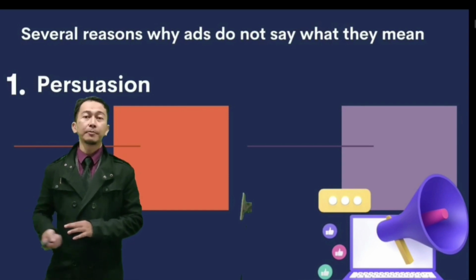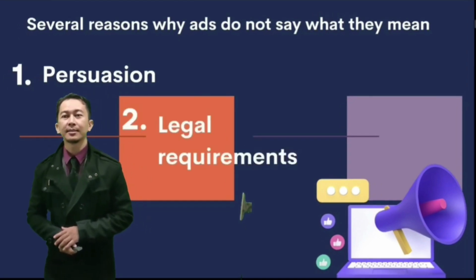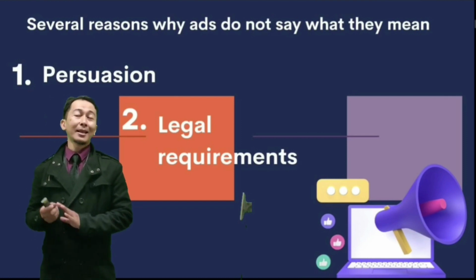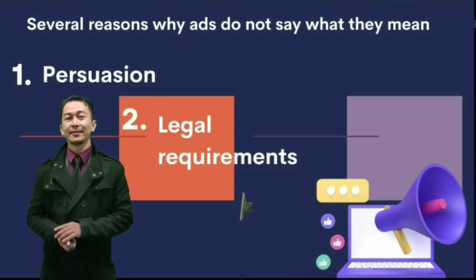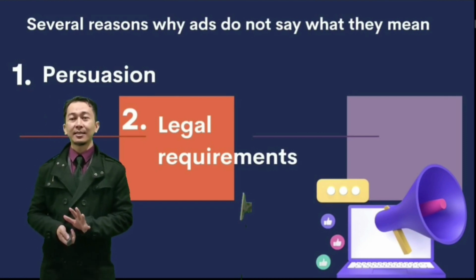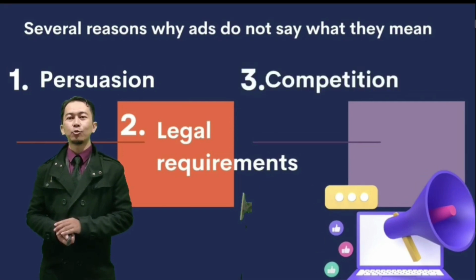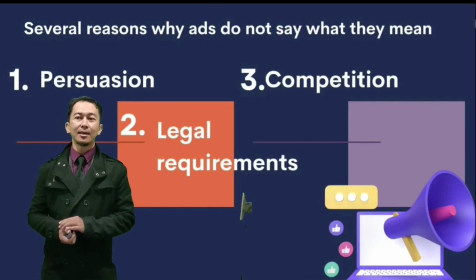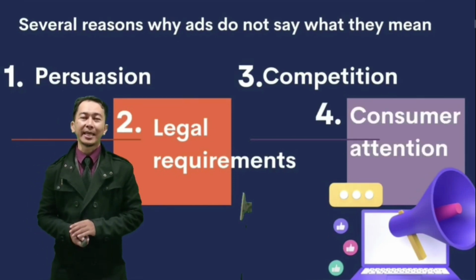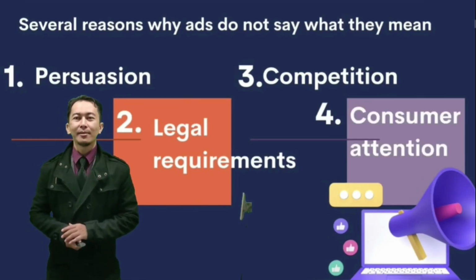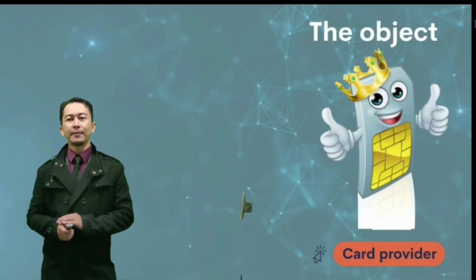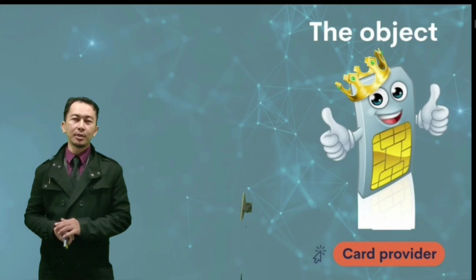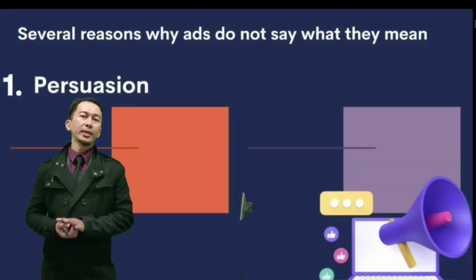Let me talk about persuasion later, and the second would be legal requirements. That is the second number. And the third, we have competition, and the last, we have consumer attention. Well, ladies and gentlemen, this is the object of our topic today. And let's talk first about persuasion.